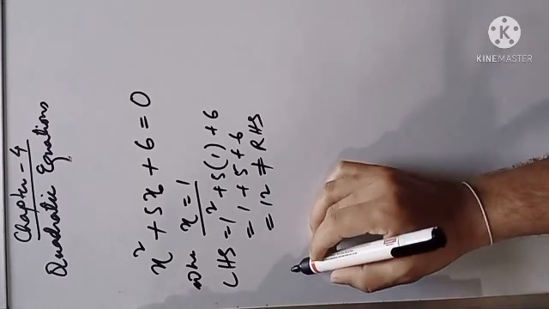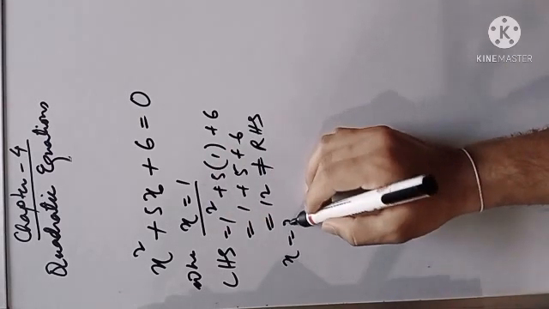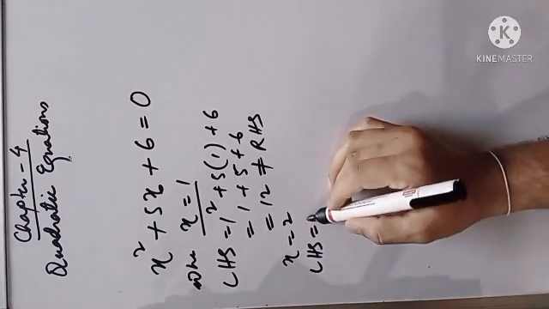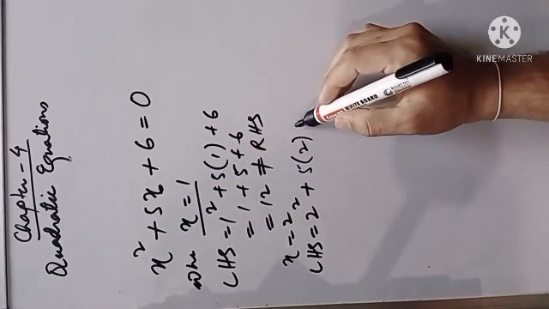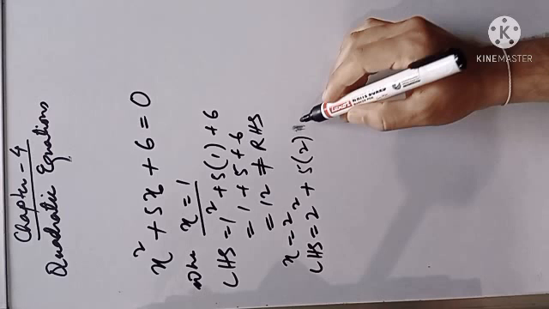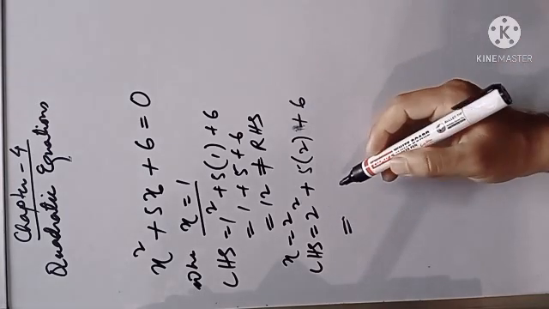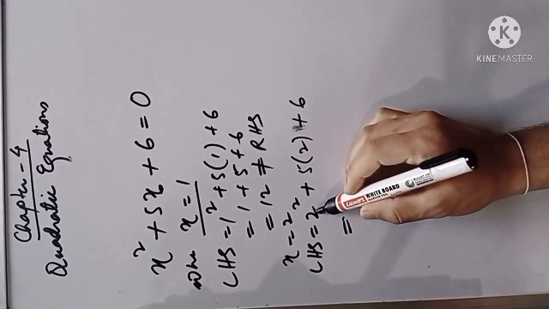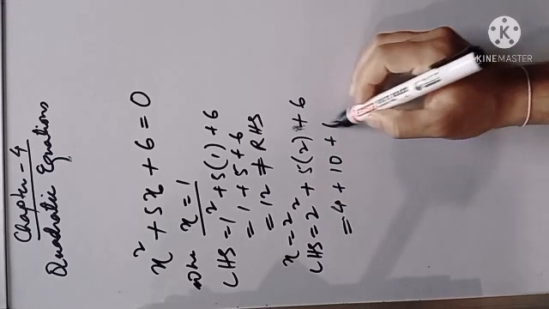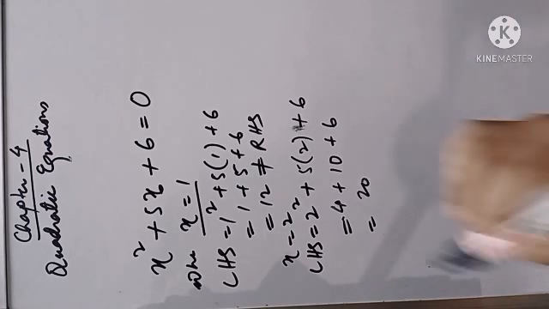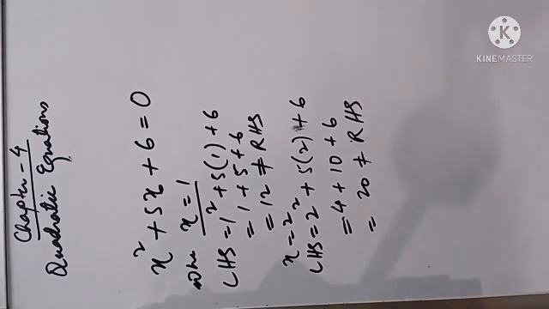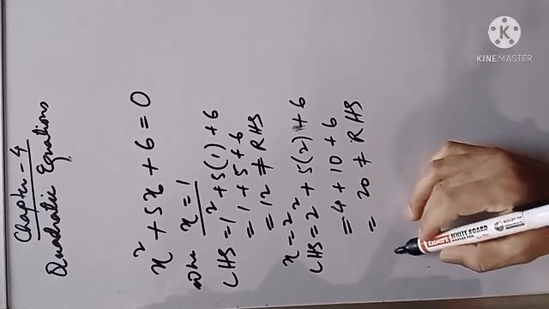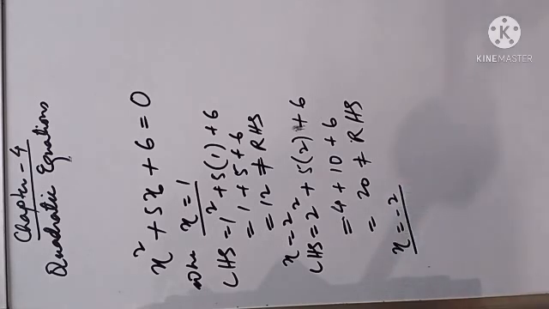Now let me take here 2. When x is 2, the left hand side will be equal to 2 square plus 5 into 2 plus 6. Then we have 4 plus 10 plus 6, so we get here 20. Like that I can take different values of x. Still it is not equal to right hand side. Next I can take x equal to minus 2.